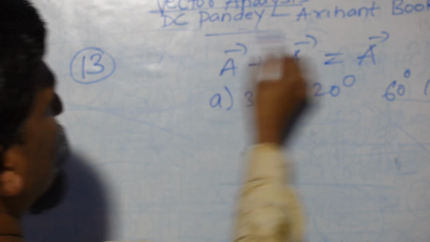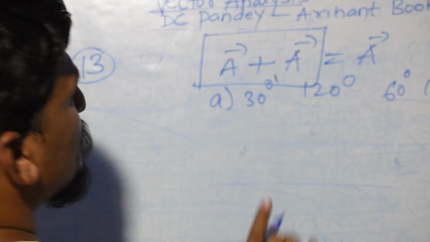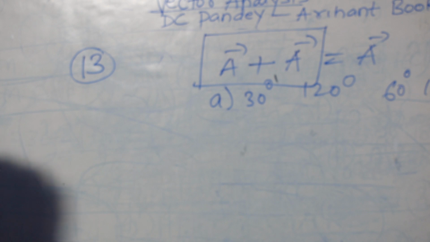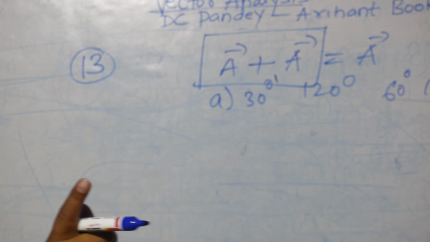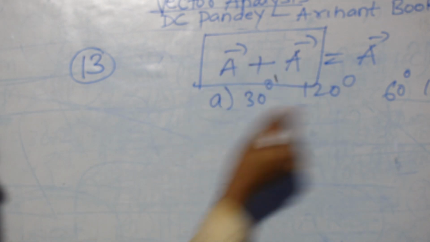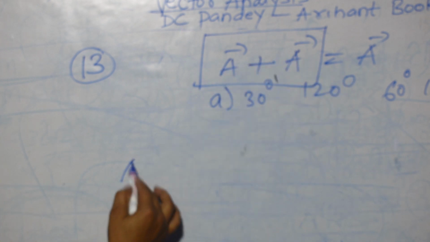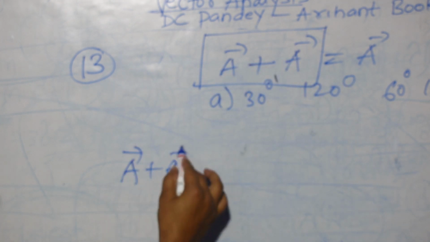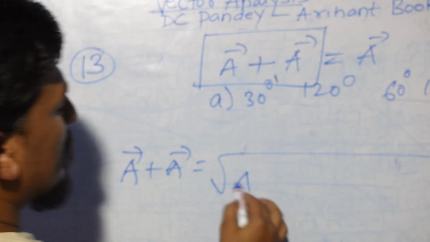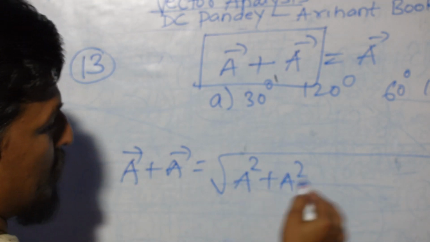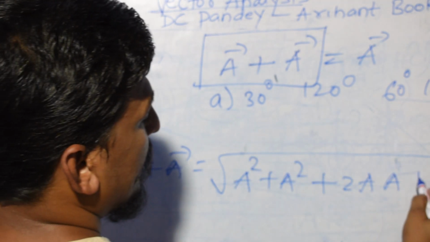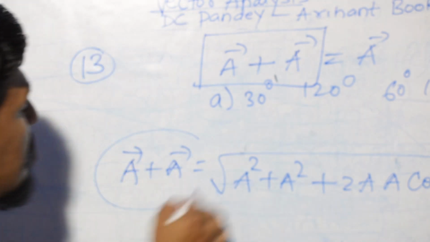Now again what do we have to use here? We have to use the triangle law of vector addition or the parallelogram law of vector addition. What is the triangle law of vector addition? How to add this? Now A vector plus A vector equals root under A square plus A square plus 2A cos theta, and what is this given?